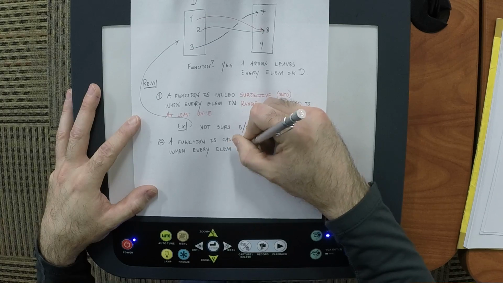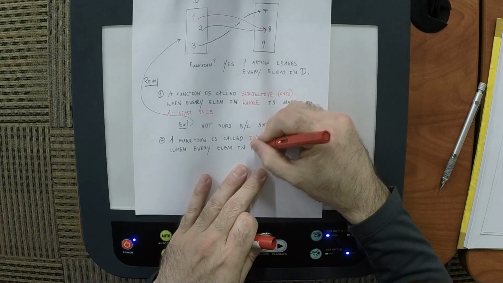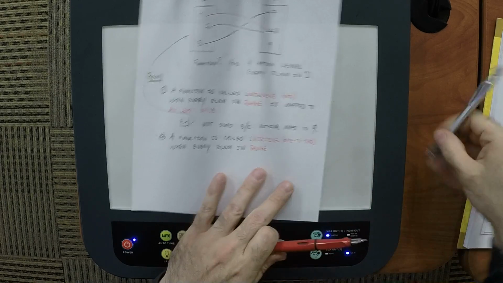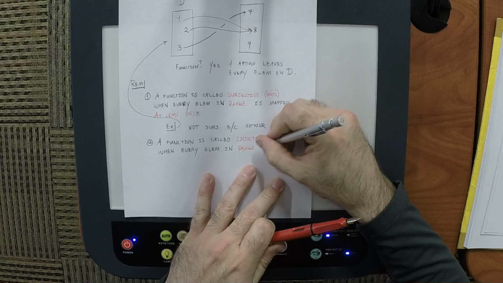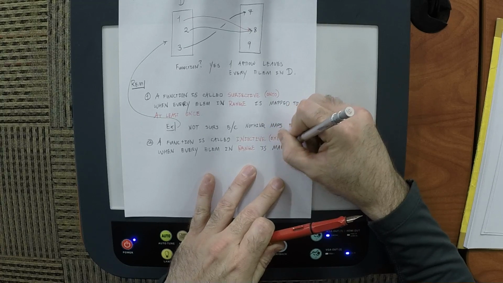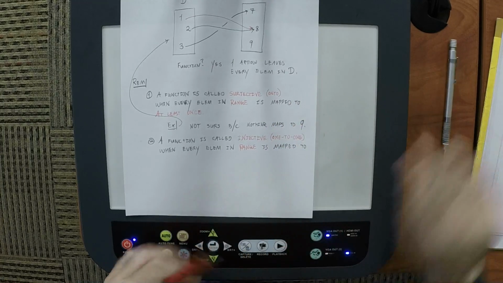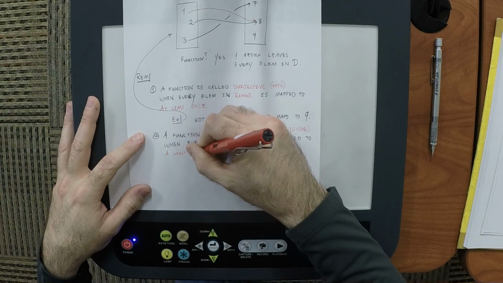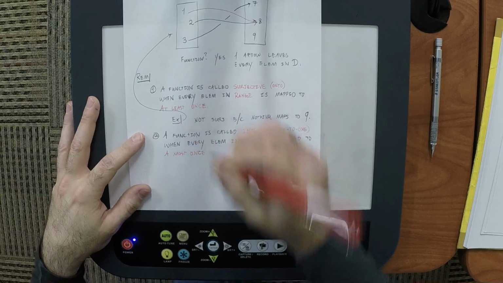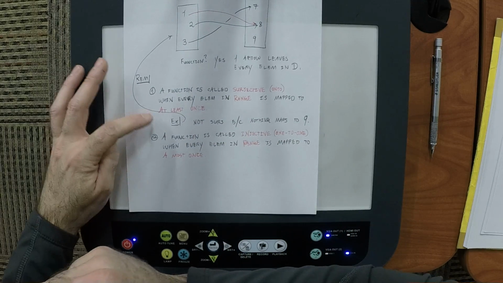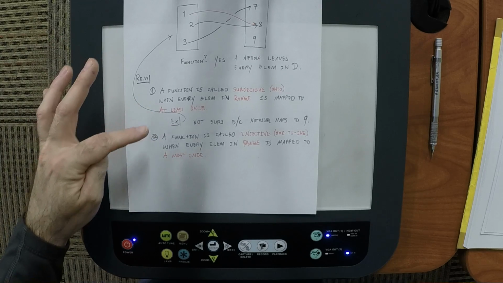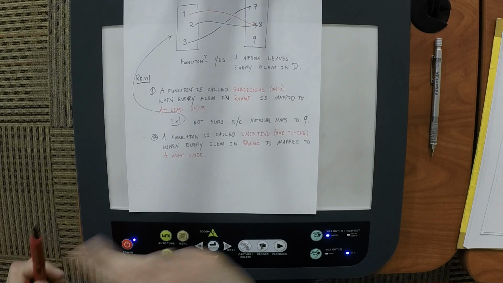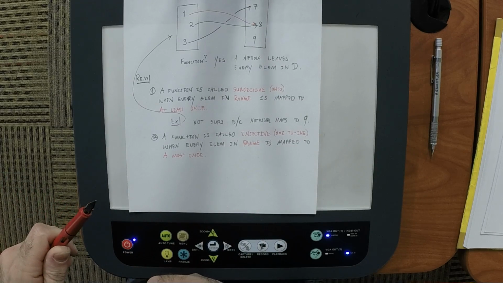When every element in the range is mapped to, and now the key phrase is different, at most once. So for surjective, the quantity permitted is at least 1. For injective, the quantity permitted is at most 1.